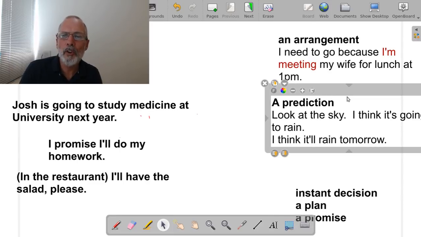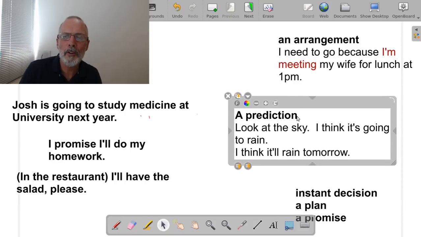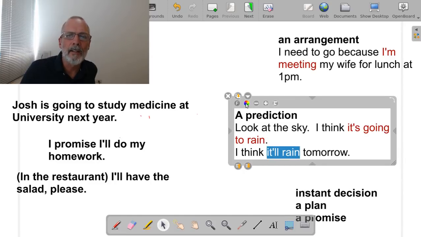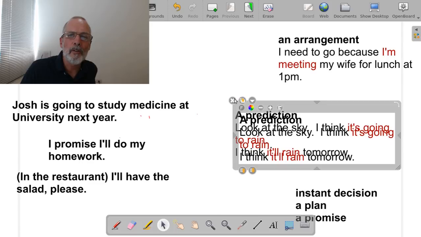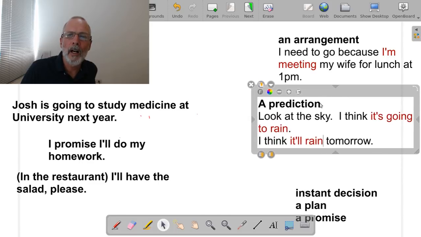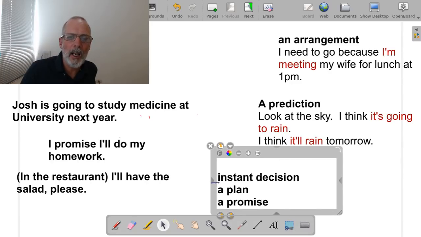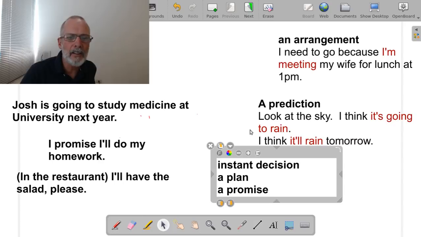So here we have two predictions. The first one is it's going to rain. And the second one is it'll rain. Two structures to talk about predictions. So we got an arrangement and two predictions. What have we got left? We want to find an instant decision, a plan and a promise.